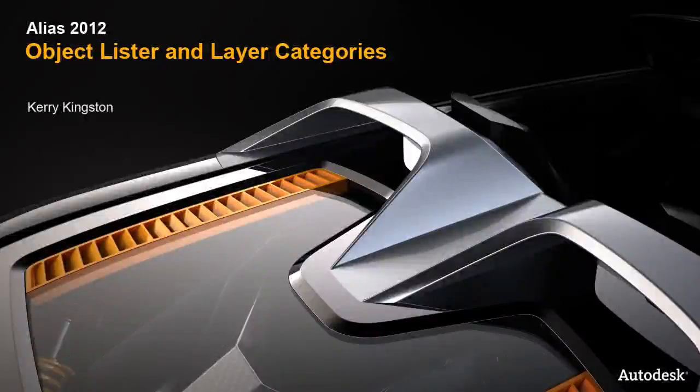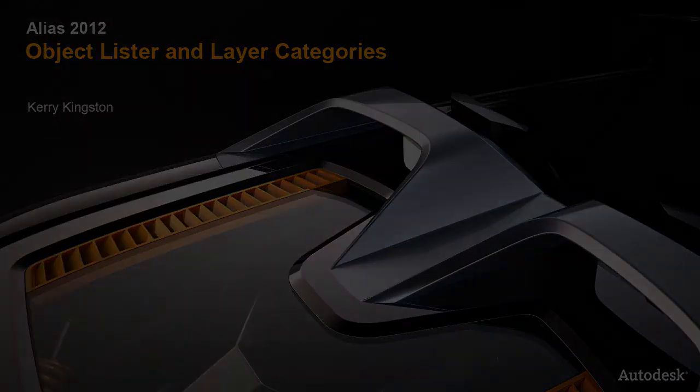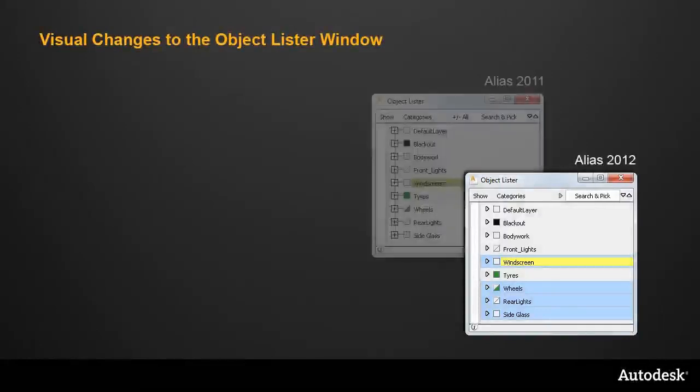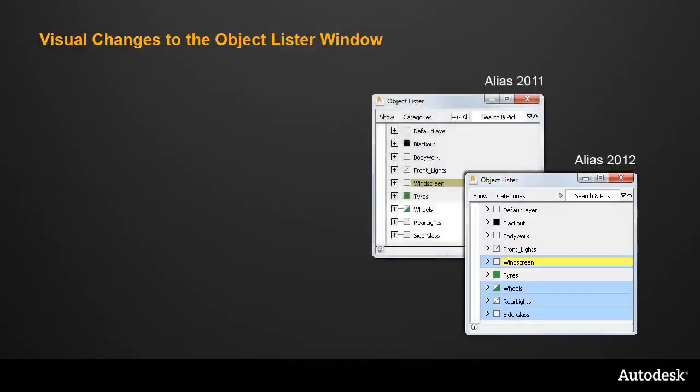In this movie, I'll cover the visual and interactive improvements in both the Object Lister and the Layer Categories editor. I'll start with some simple visual improvements to the Object Lister window in Alias 2012, compared to previous versions.